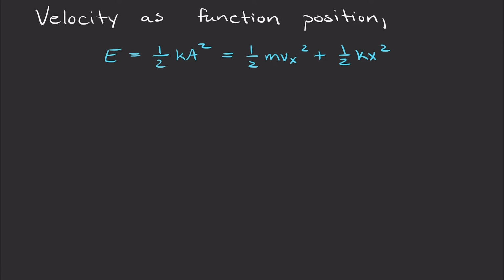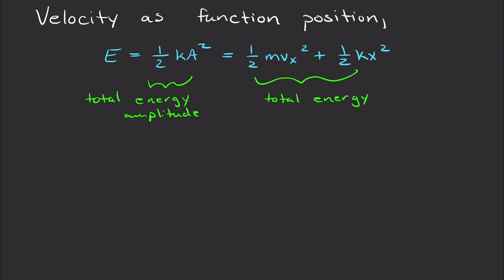Okay, so this just says the total energy at the amplitude is equal to the total energy anywhere else. Okay, so we didn't just make up an equation, we're just saying that the total energy is equal to the total energy. We just have two different expressions for it. And if we are to solve for Vx, then we can just use this side and this side.